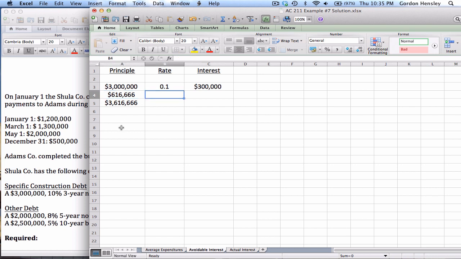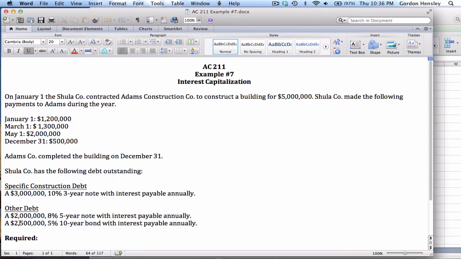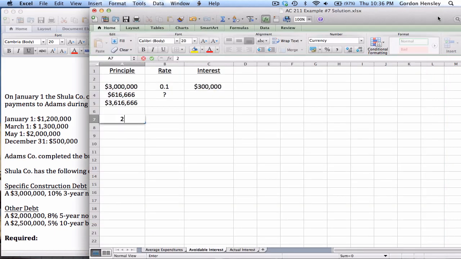Now the problem is, what's my rate? Well, I don't know what my rate is. So to calculate avoidable interest, I'm going to have to go down here to the bottom and do a separate calculation to get an average rate. To do this, I want to look at this other information here about these other debts. Now we had another one that was a note, $2 million at 8% interest a year. So $2 million, 8% is 0.08. So the interest on that one alone is $160,000.